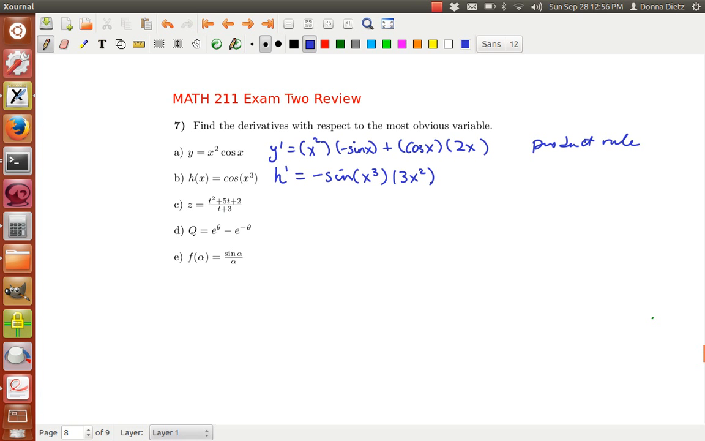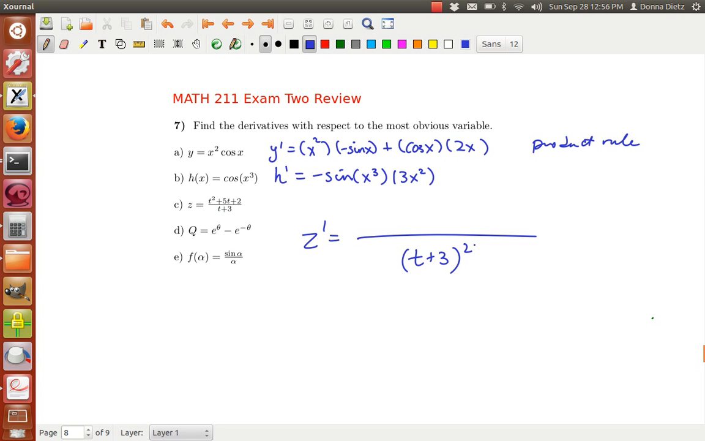And what about C? That is a quotient rule. Did you notice I started getting smart? I gave all these functions different names so that you could spread out all over the page and not worry about where you put your answer. That was intentional. It takes me a while, but I do learn tricks.